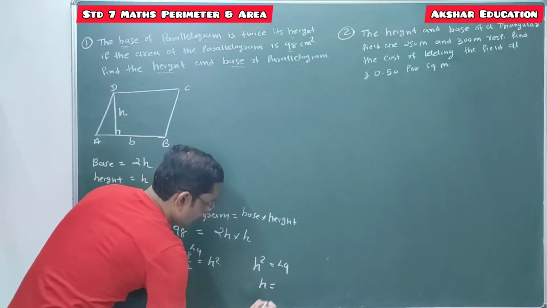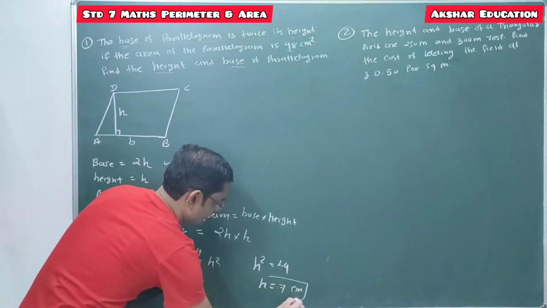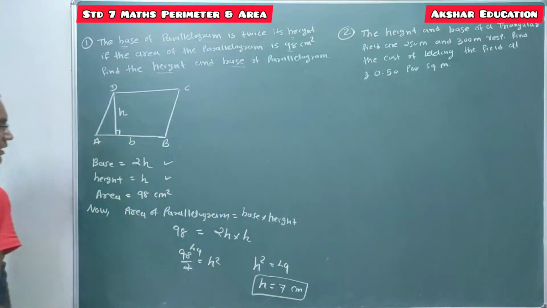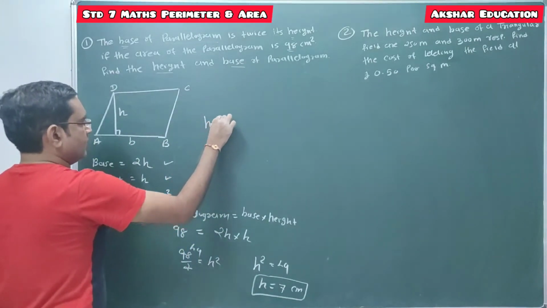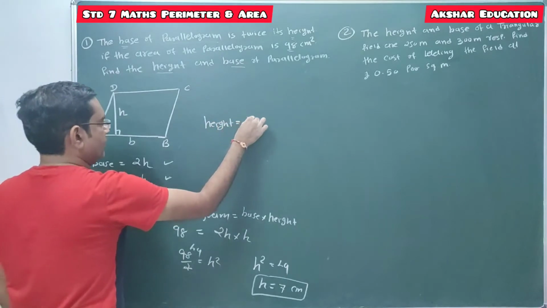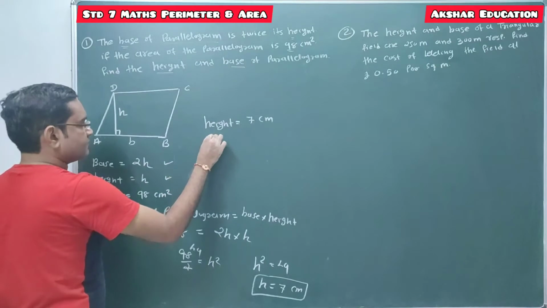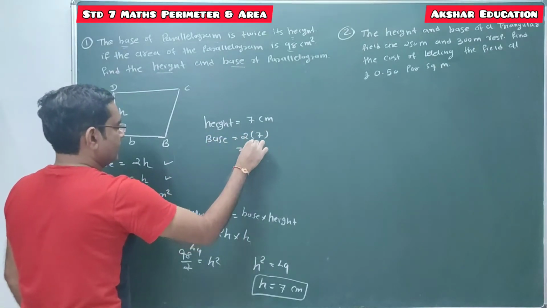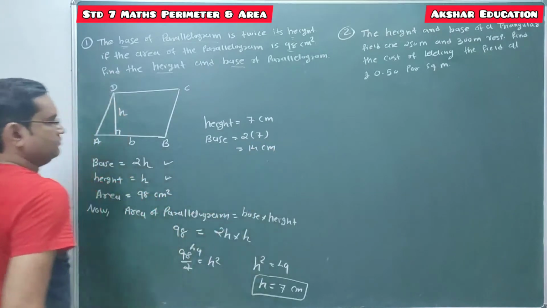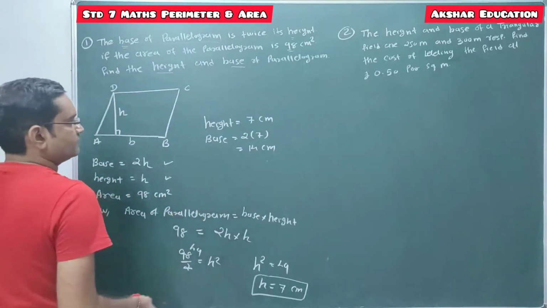So taking square root on both sides. So h equal to 7 centimeter. So height h is 7 centimeter. So we can write our answer. Our answer is height of this parallelogram is 7 centimeter and base is twice of the height. So 2 7s are 14 centimeter. These are the dimensions of this parallelogram.